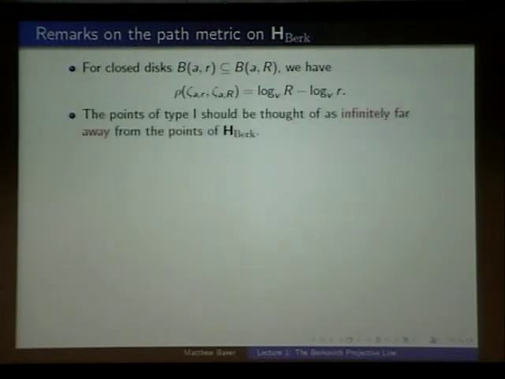The points of type 1 are infinitely far away because they have radius 0. So when you take the log, you get infinity. And that's why I'm restricting to hyperbolic space when I define this metric, because otherwise it's a singular metric. You have points at the boundary, the type 1 points, which are infinitely far away.